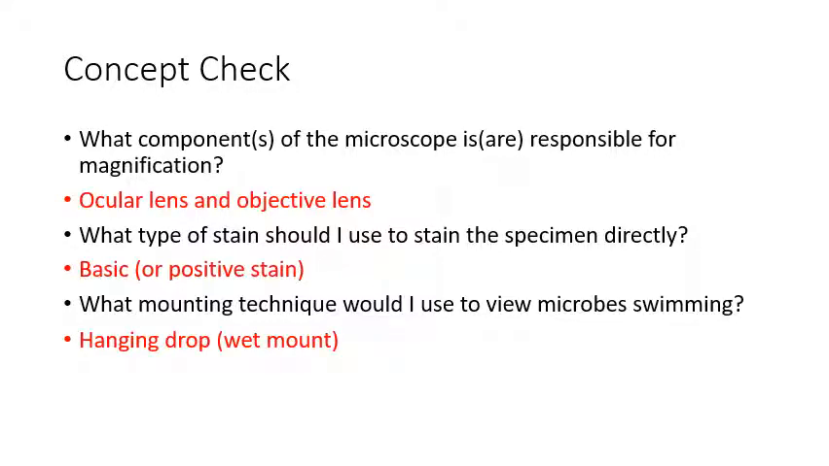All right, there's your answers. So the parts of the microscope that are responsible for magnification are the lenses. And a normal light microscope is going to have ocular lenses and objective lenses. What type of stain should we use to stain a specimen directly? You're going to use a positive or basic stain. And then if we're looking at a microbe that's swimming and we want to be able to see it swim, then we'll use a specific type of wet mount called a hanging drop.